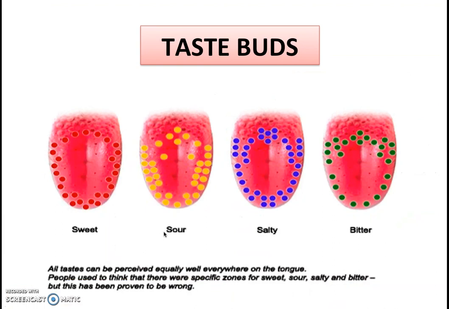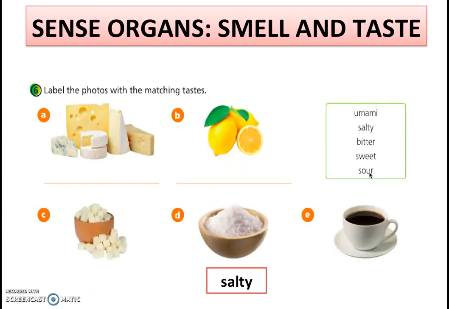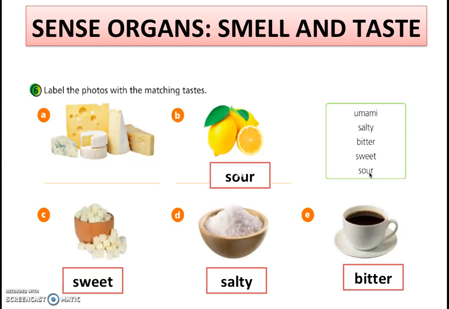Okay, so first of all, how many flavors, how many tastes can we distinguish? So you know, sweet, dulce, sour, ácido, like a lemon, salty, salado, and bitter, amargo, like a coffee. Well done. So these are examples. For instance, salty, sweet, bitter like coffee, sour like lemon, and umami is a new taste that names different kinds of products like cheese, milk, and all these kinds of products.